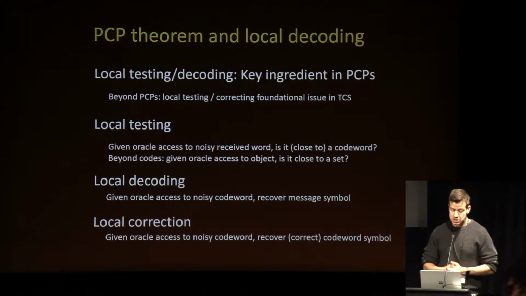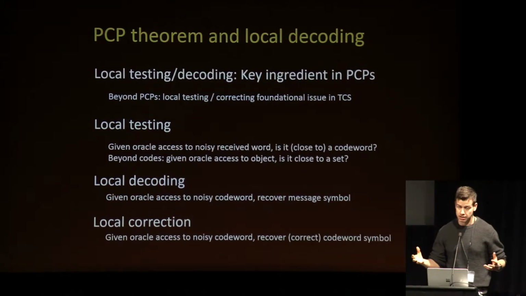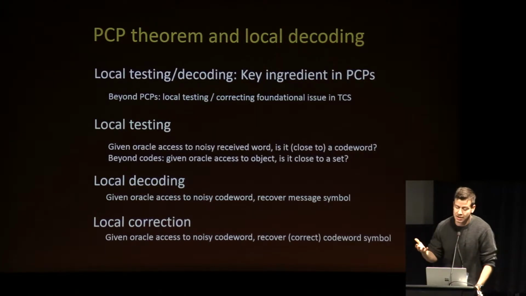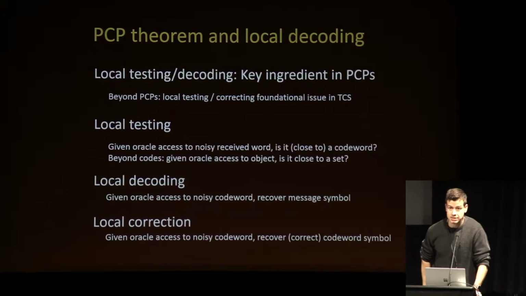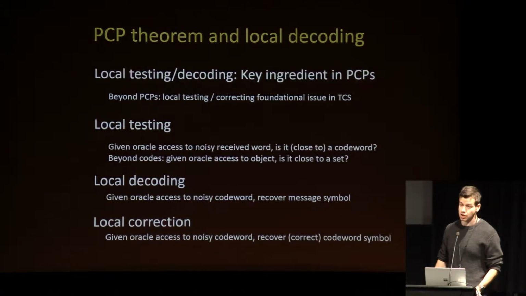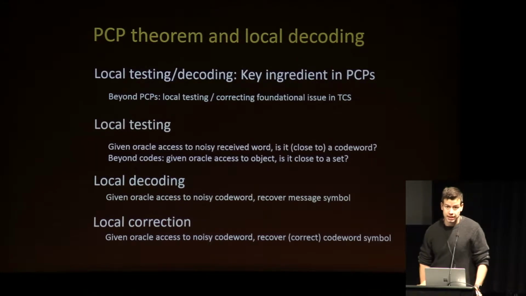So just briefly, when we talk about local testing in the coding theory setting, we have a tester that's given oracle access to a received word and wants, just using a few local queries, to know whether it's close to a word in the code. More broadly, when we're not just talking about coding theory, we can talk about any object, given, say, local access to a graph, trying to determine whether the graph has a certain property, whether it's close to a certain set, not just a code. So that's for testing, and then we also have local decoding and local correcting.